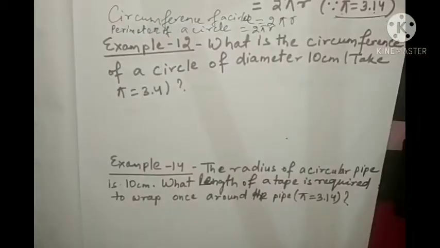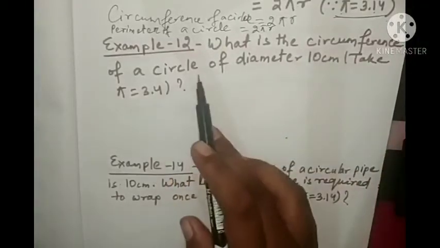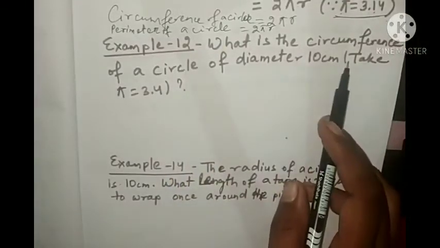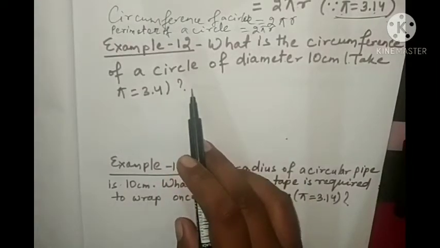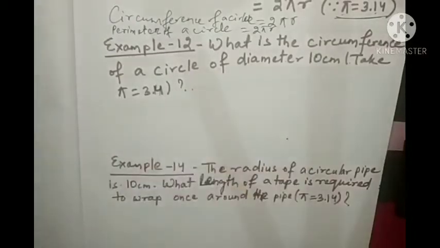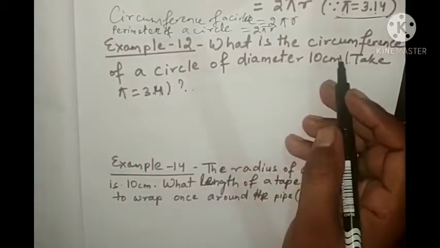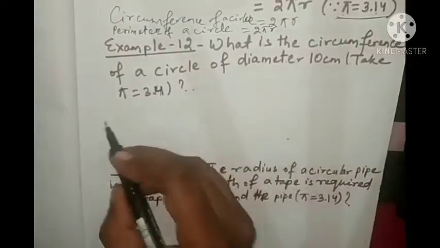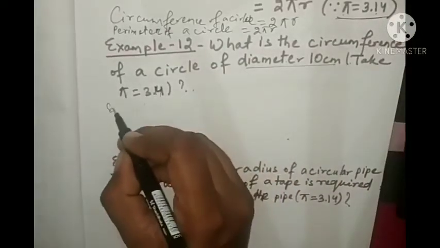Let's see some examples. So example 12 of your book. What is the circumference of a circle of diameter 10 centimeter? Take pi equal to 3.14. Pi is always 3.14. So let's see what we will write. What is given? Diameter. So write, solution.